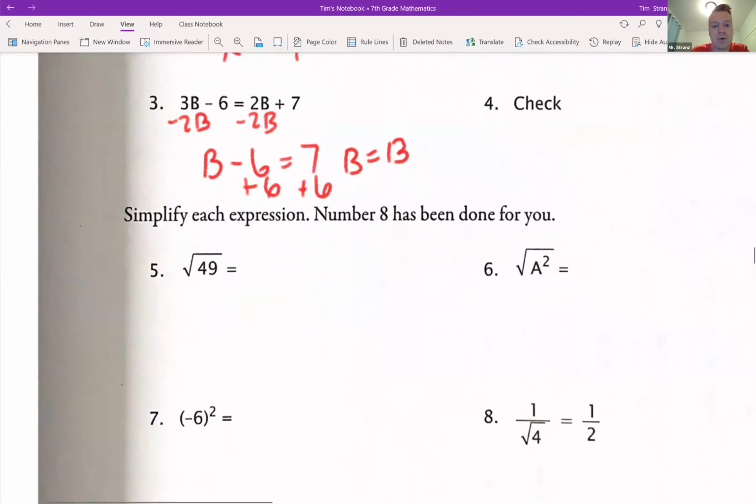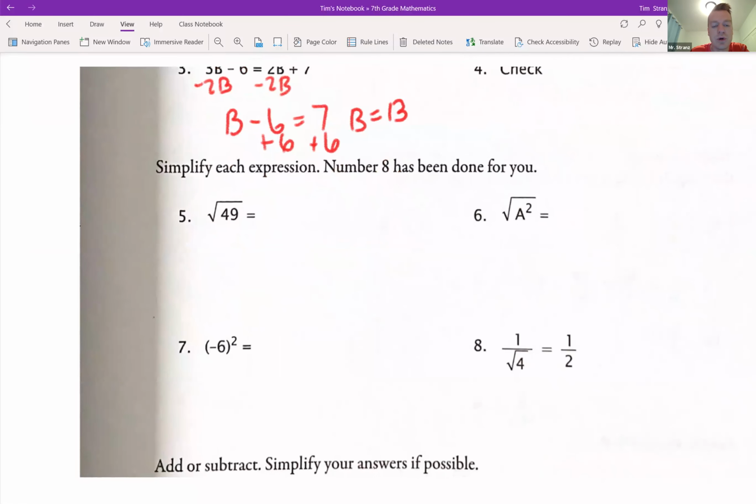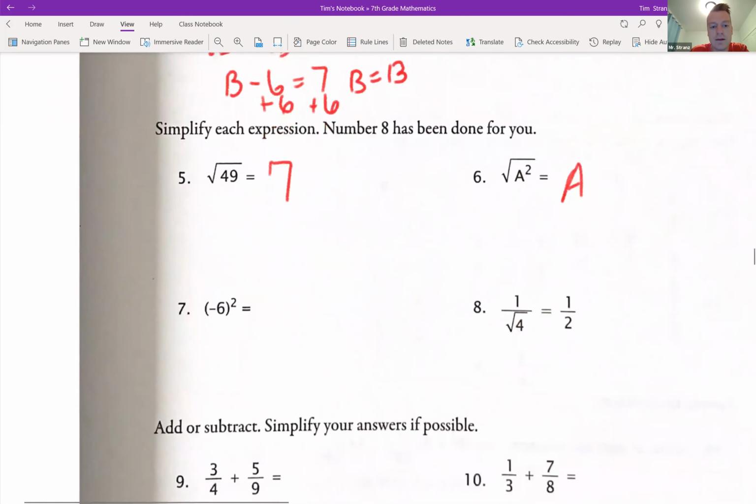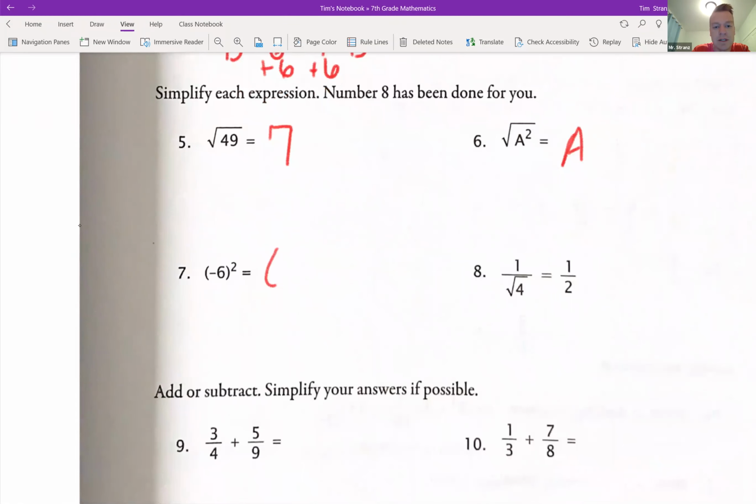Okay, now we're back to review. So now we got square roots. The square root of 49 is 7. The square root of a squared is a. Negative 6, remember this is negative 6 times negative 6, which is a positive 36.